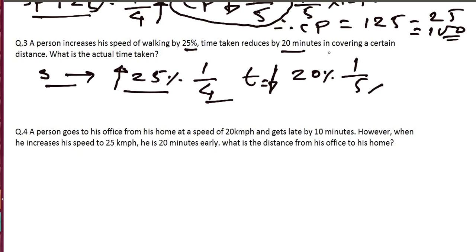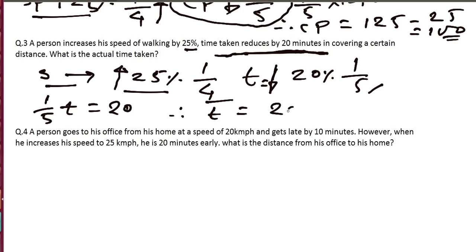The decreased time is given to us, that is 20 minutes. We are taking 20 minutes less than the original time. So 1/5 of the original time is equal to 20 minutes. Therefore the original time t is equal to 20 into 5, which is 100 minutes. So the original time required is 100 minutes.